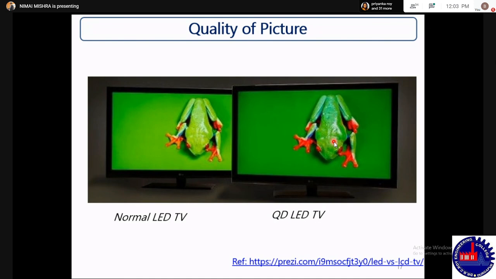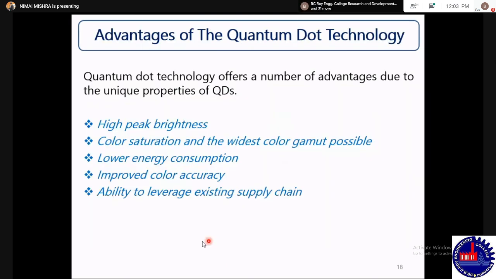This is not actually 100% natural. It's not possible. Nobody can replicate 100% of nature. Nature is the best scientist, the best engineer, whatever we can say. But still, this is closer than a normal LED TV. Okay, so I'm almost at the end of this talk.